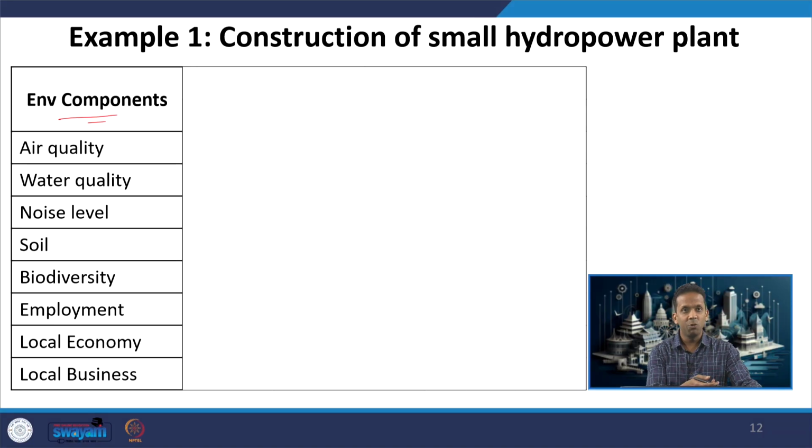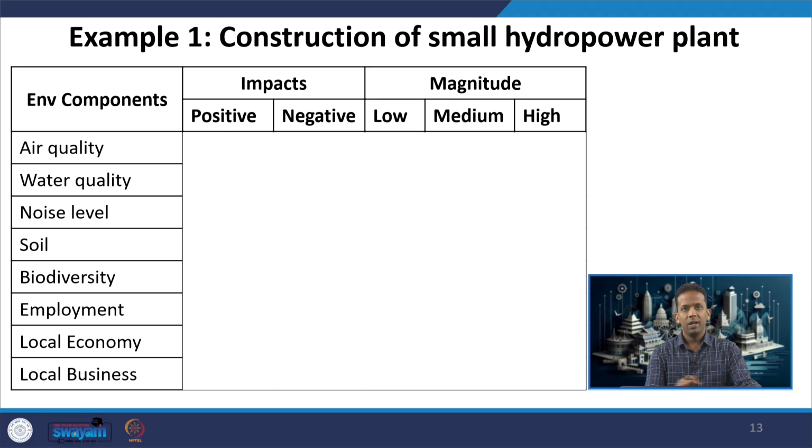So, obviously it can affect the quality of air, quality of water, levels of noise. Here soil is written, so it may be soil erosion or soil quality. So, air, water, noise, soil, biodiversity, employment, local, and if you can see here, while conducting EIA of these projects, using these kind of methods. In addition to purely environmental components, we have some socio-cultural components also, which are directly associated or interrelated with environmental components in some sense.